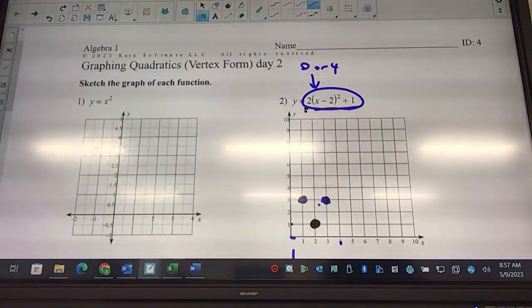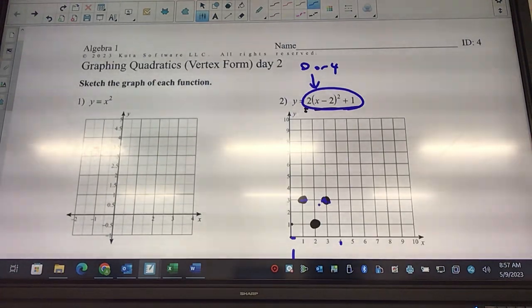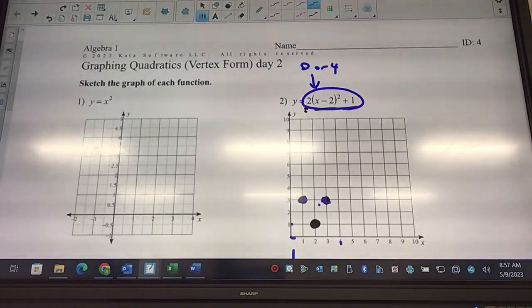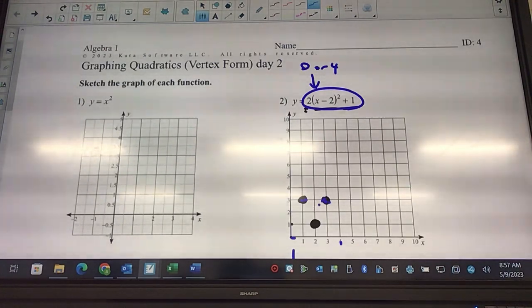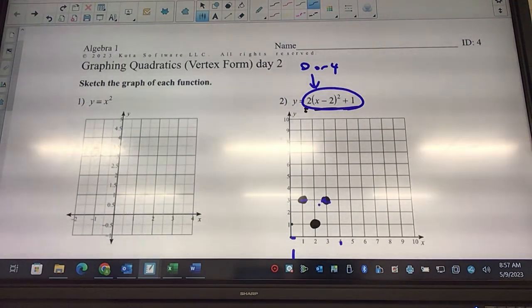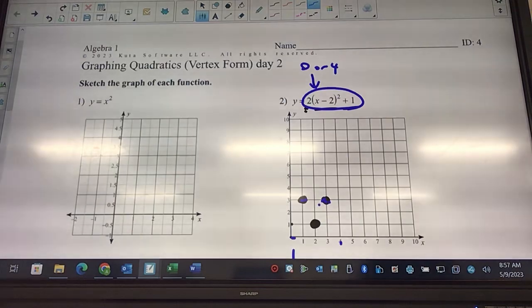So type in 2 parentheses, and instead of x, we're typing in either 4 or 0, minus 2, close the parentheses, don't forget the squared, and then we're going to say plus 1.